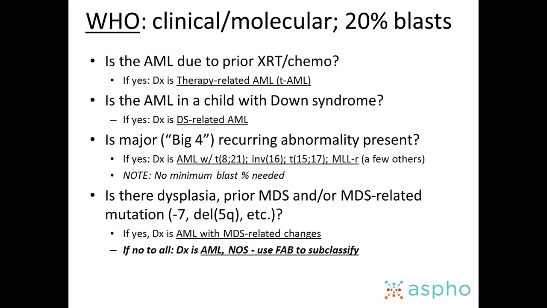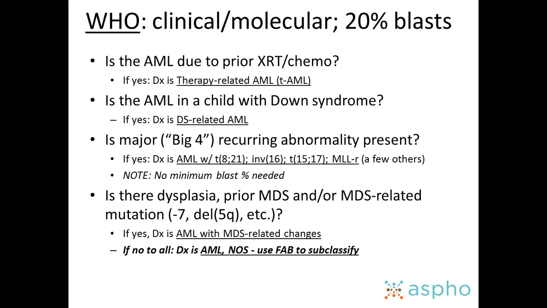The third question is, is one of the recurring genetic abnormalities present? And again, I'll talk about the big four. These are the most common and the ones that are most commonly tested. And if yes, then the diagnosis is AML with that abnormality. And those abnormalities, again, are the 8;21 translocation, inversion 16, the 15;17 translocation, and MLL rearrangement at 11q23. You'll notice I'm going to repeat that over and over because it's striking how many questions on the boards are about these four things. And again, note that there's no minimum blast percentage needed for this.